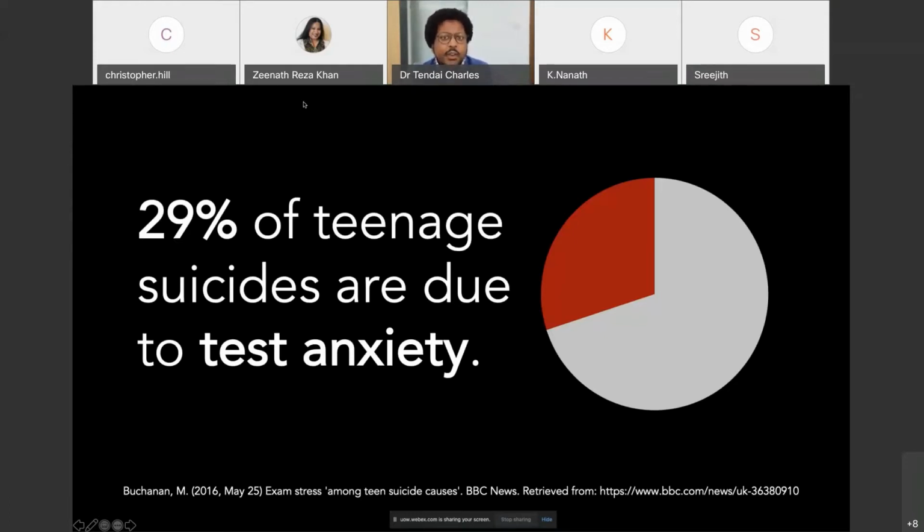And when I first mentioned this statistic to people, the initial response is, oh, there must have been something wrong with those children, right? There must have been some serious problems in their lives. But actually, I think that's a form of victim blaming, right? So these children are victims of the pressures that come along with exams, and we need to acknowledge that.